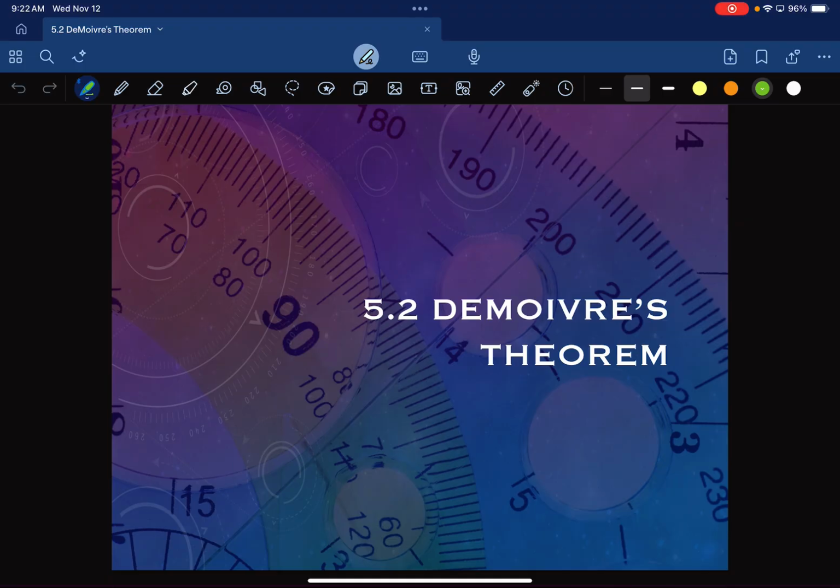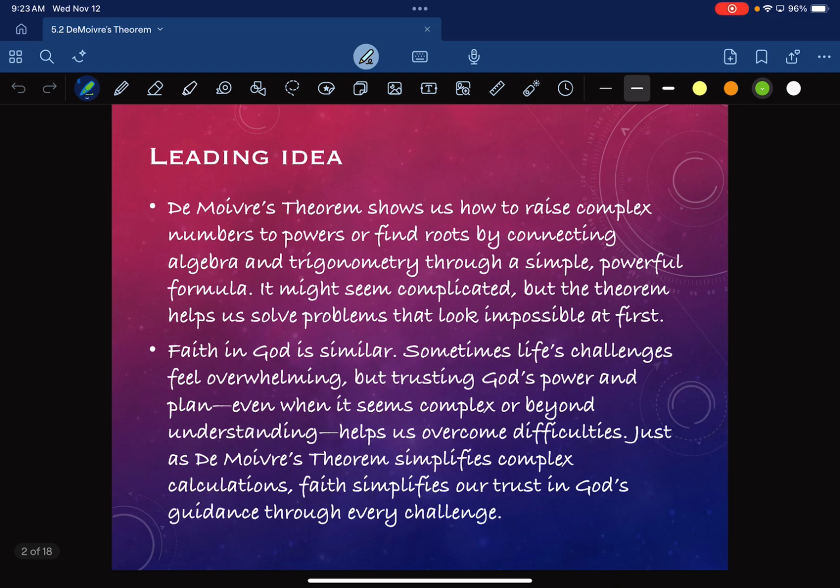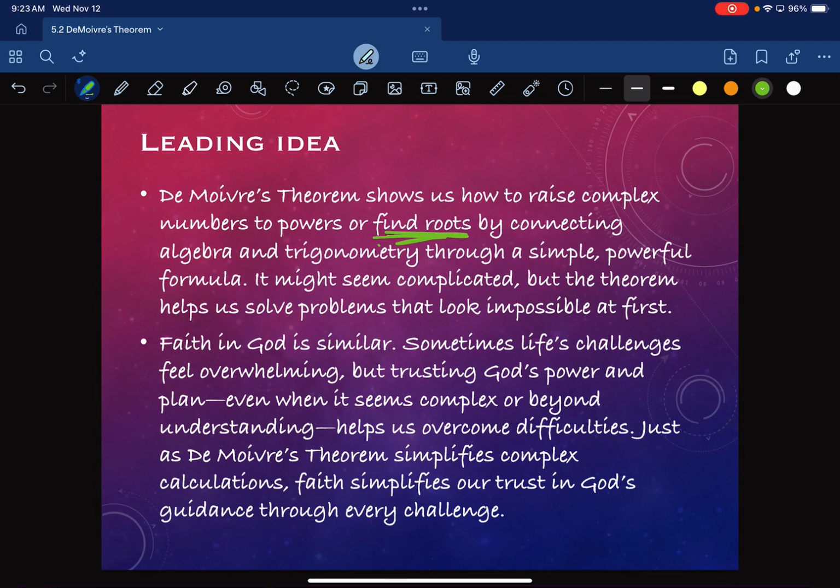And we're going to do essentially the opposite in 5.2. We're going to take radicals of complex numbers. All right, so here's the leading idea. DeMoivre's theorem shows us how to raise complex numbers to powers, or specifically, find roots. That's what I was referencing. By connecting algebra and trigonometry through a simple but powerful formula. It might seem complicated, but the theorem helps us solve problems that look impossible at first.